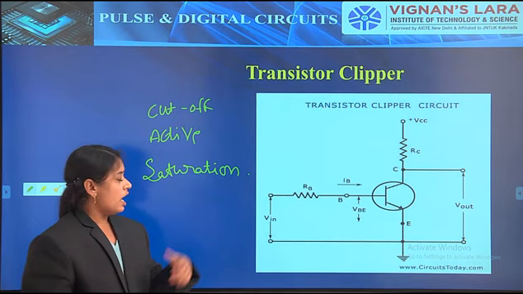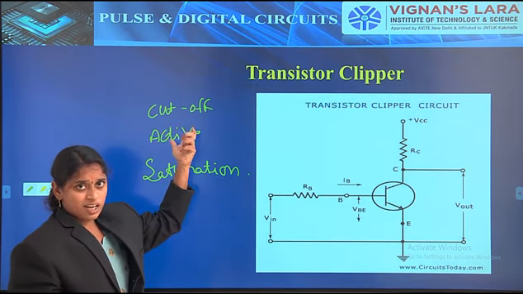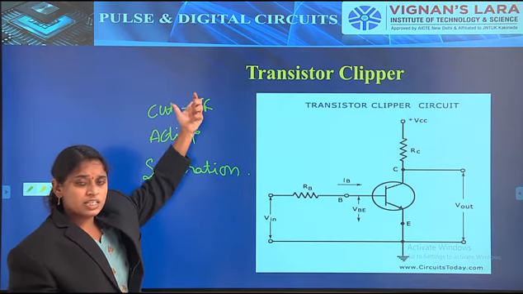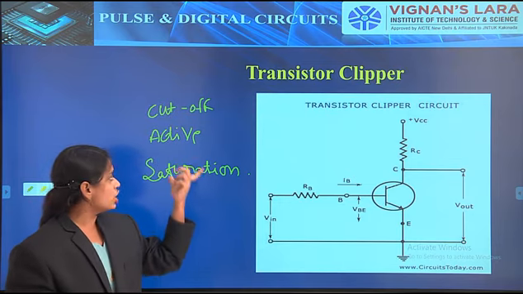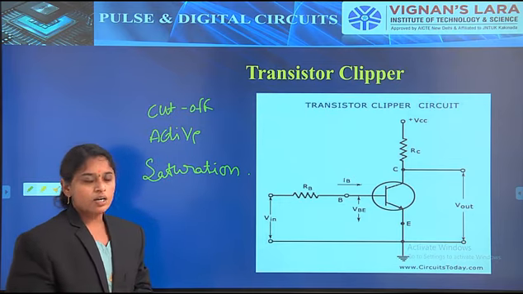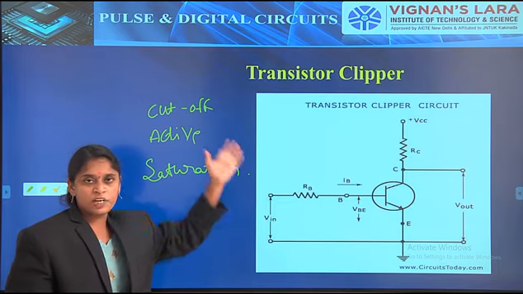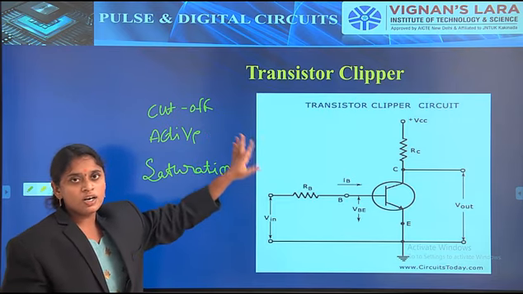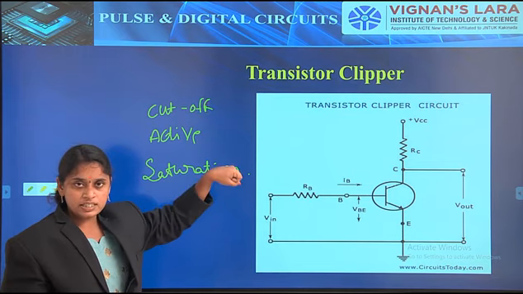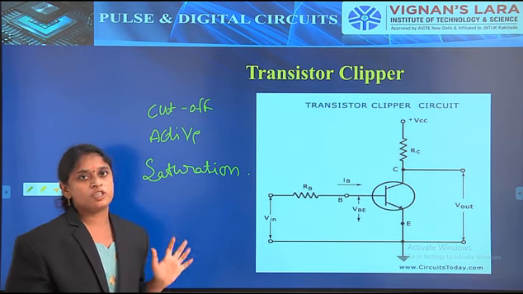In which condition is the transistor in the cutoff region? In which condition is it in the active region? We have to discuss this. Why do we discuss these things? Because in the clipping operation these regions play a major role. That's why we discuss these regions, then we go for the clipping operation.